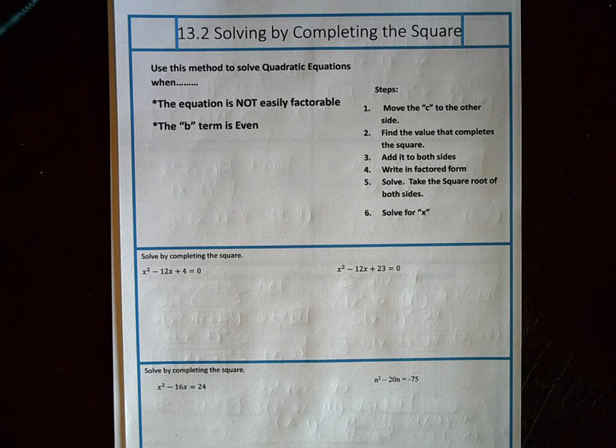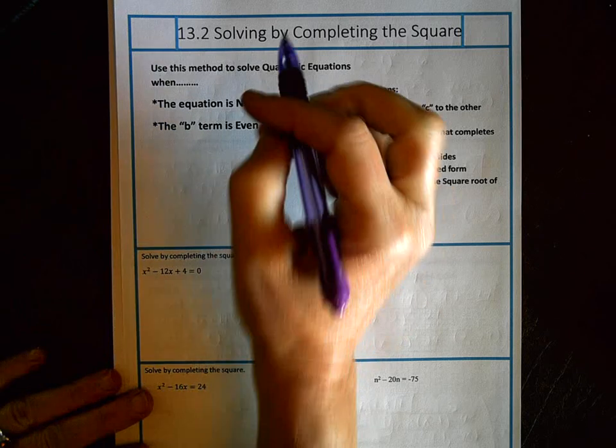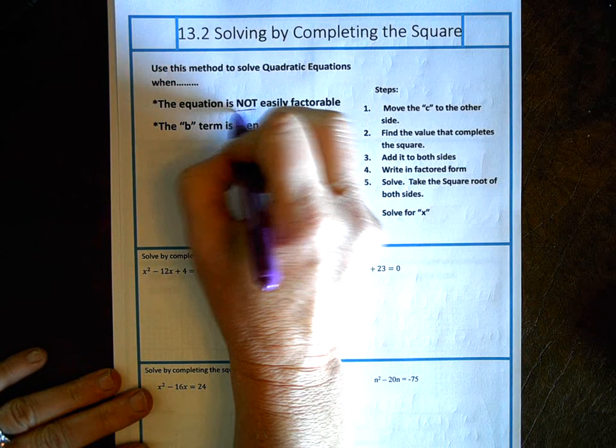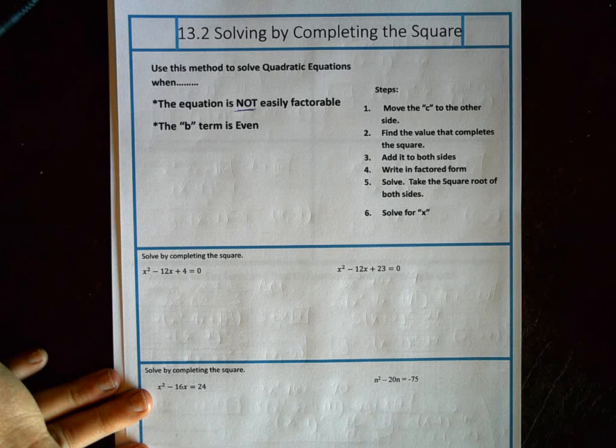We are going to do what we did in the first lesson by completing the square and finding that c value. But instead of writing the equation out, we're going to actually solve. And so you understand, solving means x equals, find x. If I ask you to solve something, you're going to get an x answer. So we use this method to solve quadratic equations when the equation is not easily factorable.